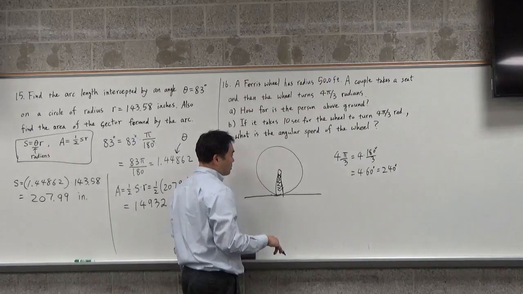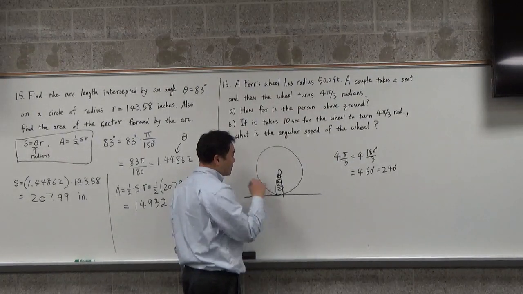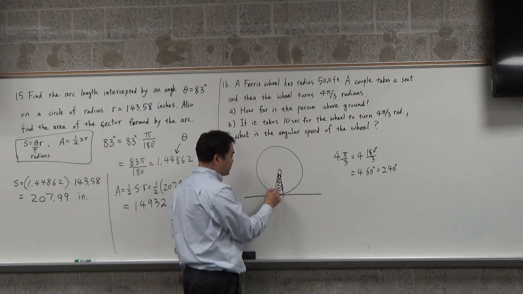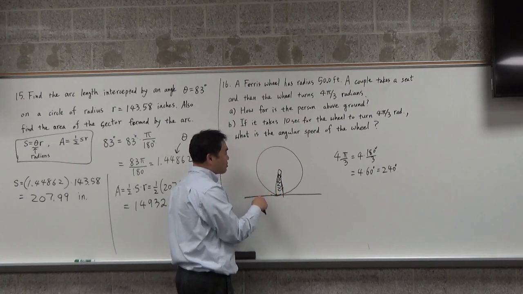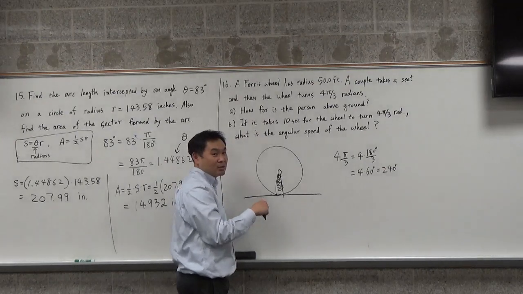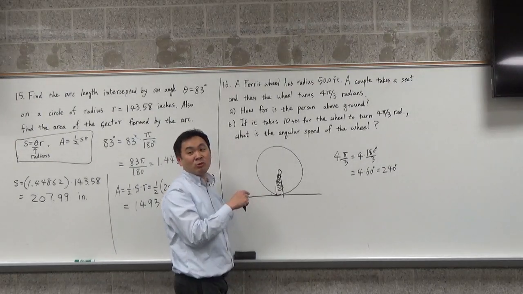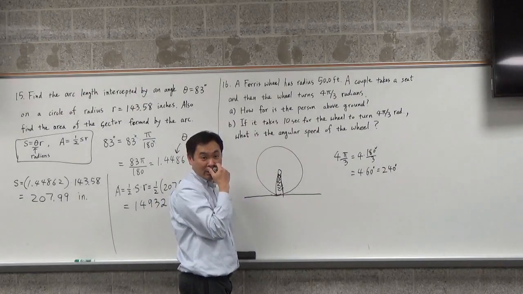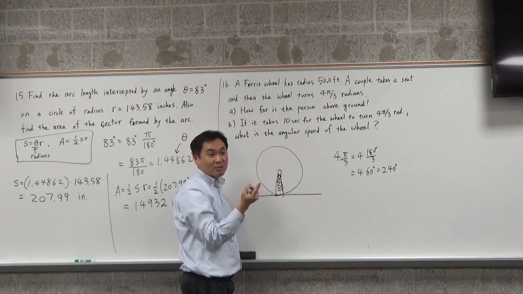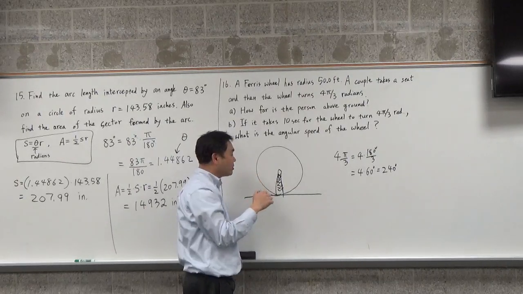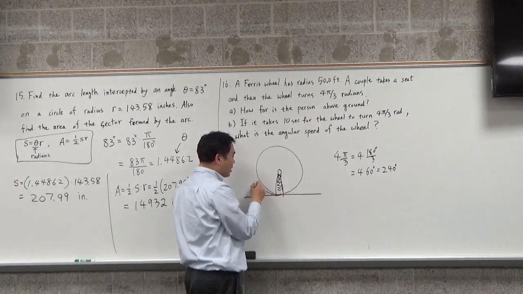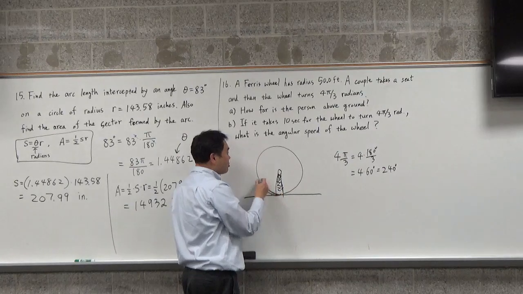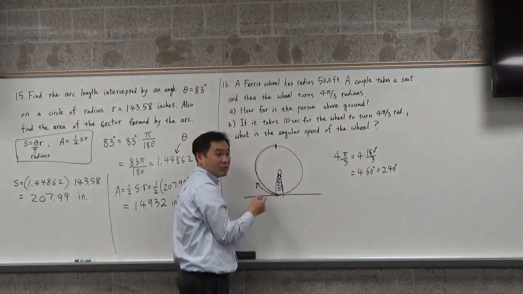So let's picture it like this. It depends on which way the Ferris wheel is rotating. Which way do you want it to rotate? Clockwise or counterclockwise? You want clockwise? Okay, let's do clockwise. It doesn't matter, okay? So if we say clockwise, then 180 degrees would be this much, right?